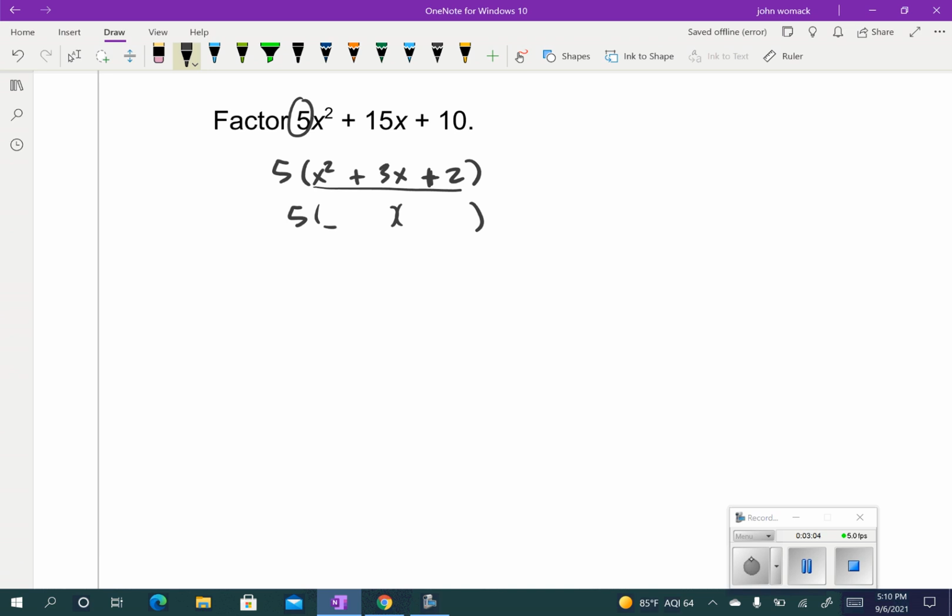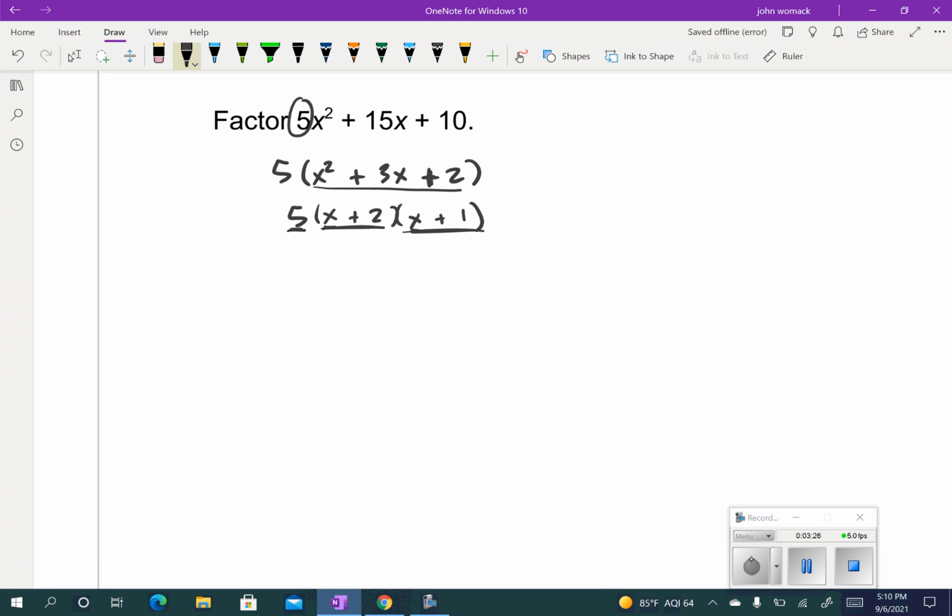So what do we times together to get x squared? X and x. What do we multiply together to get 2? 2 and 1. And do they add up to be 3? Yep. So we're good. It's all factored. Now notice how I dropped the 5 down. So there's 3 factors in this problem. I have a factor of 5, a factor of x plus 2, and a factor of x plus 1.